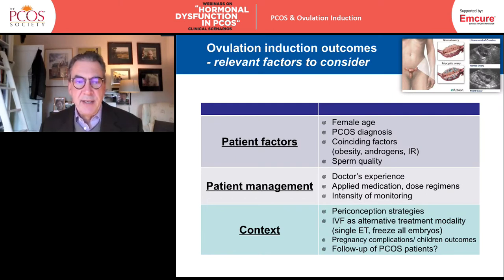So then I come to a conclusion based on all this information, and I try to keep it simple. What would be my take-home messages related to ovulation induction of PCOS? We need to consider 3 different factors: patient factors, patient management, and the context of the patient. And what I mean with patient factors is female age.